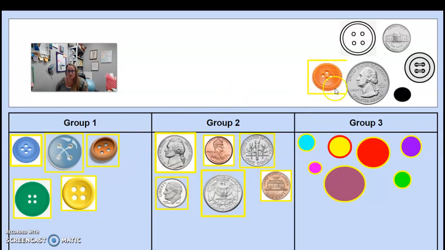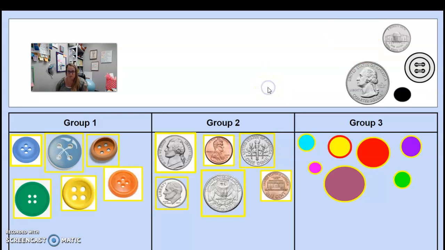All right, this one has holes. Where's it going to go if it has holes? Is it going to go in group 1, group 2, or group 3? It's going to group 1. What about this one? It has holes also. Where's it going to go? 1, 2, or 3? That's right. It's going over to group number 1.